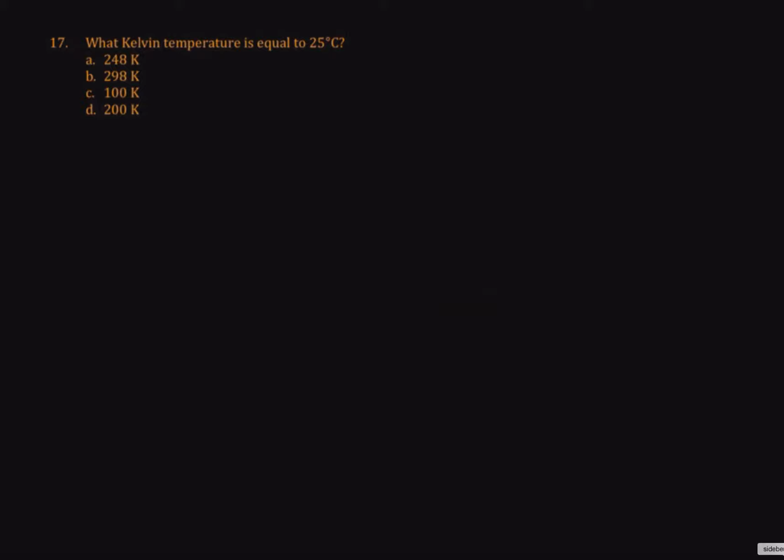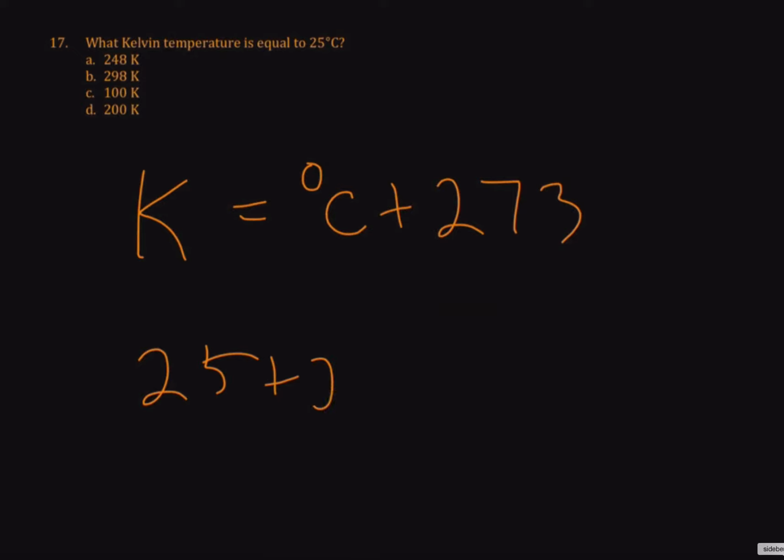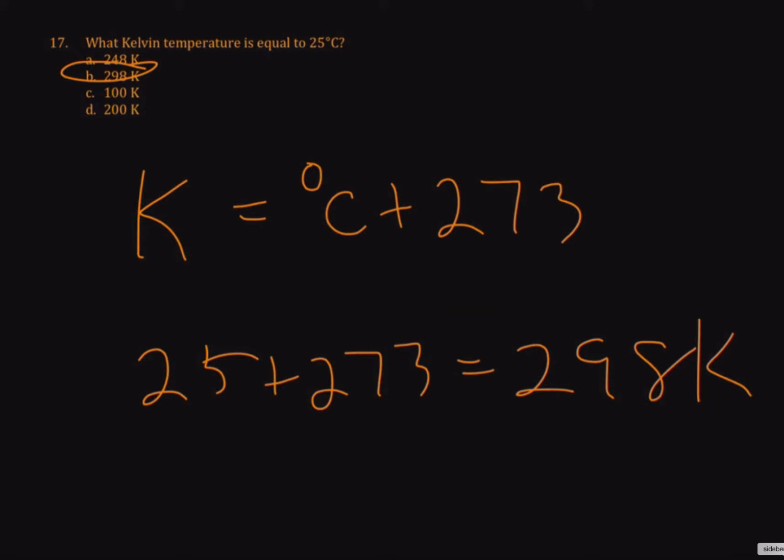What is the Kelvin temperature that is equal to 25 degrees Celsius? Okay, well, Kelvin is the scale based on absolute zero. Zero Kelvin is the lowest possible theoretical temperature, and that's equal to negative 273 degrees Celsius. So if you want to convert from Celsius to Kelvin, it's plus 273. 25 plus 273 is equal to 298 Kelvin, which is choice B up here.